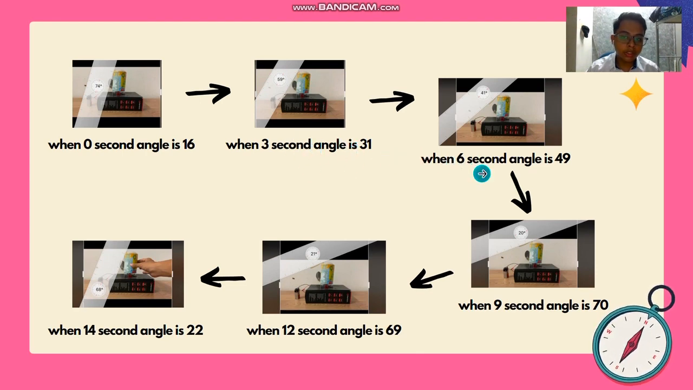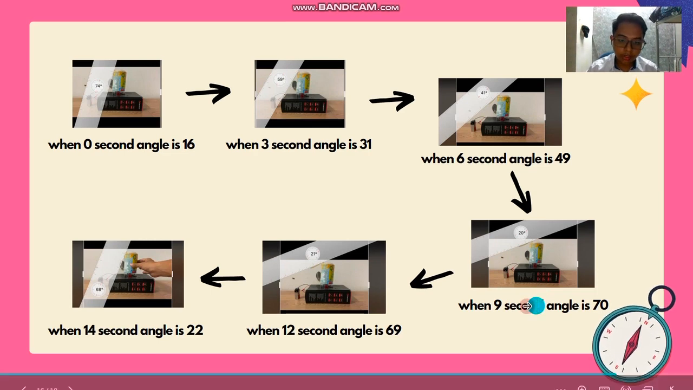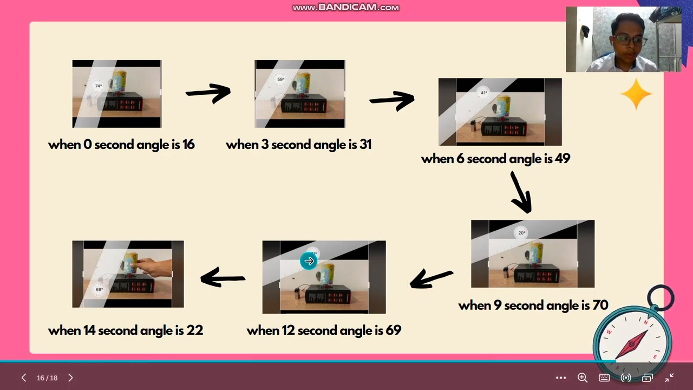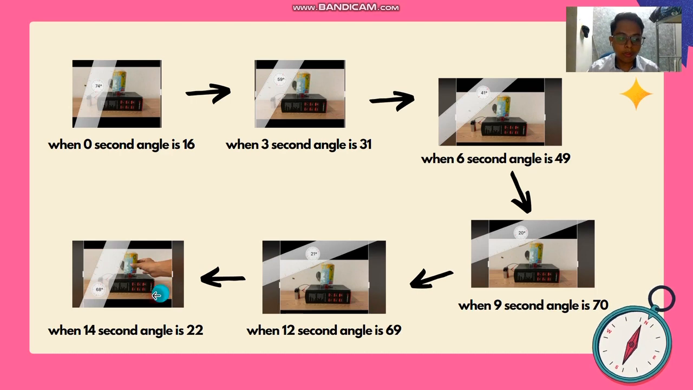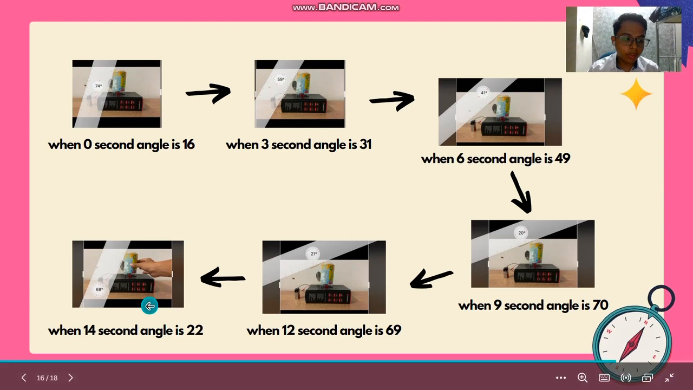Then at 6 seconds the angle increases to 49. And at 9 seconds, the angle increases to 70. Then after that, at 12 seconds, the electrostatic is almost the same at 69 degrees because it reached the maximum limit. Then lastly, at 40 seconds, the angle is 22 because the hand neutralizes the can.